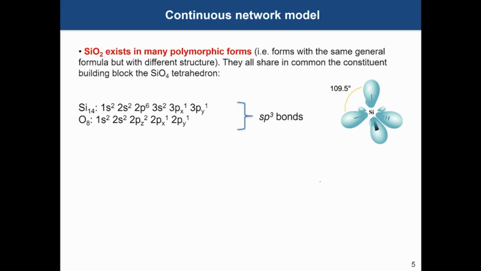And when you look more closely, they will form an sp3 bond, which is also illustrated on the right-hand side of this slide. So in the center, there will be a silicon atom surrounded by the oxygen atoms. And again, there is a certain angle between these oxygen atoms that they form simply to minimize the energy, right?